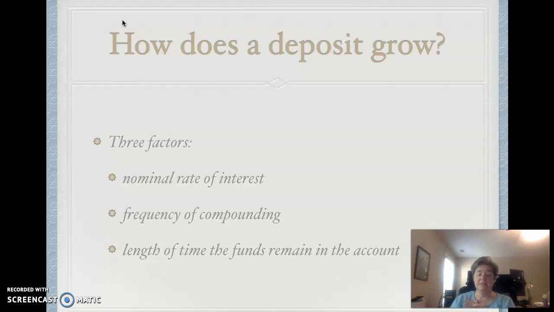So how does a deposit grow? We can put money in the savings account all day long, but how does it really grow? Well, there are three factors that influence that growth, and they are the nominal rate of interest, and we're going to define why I put that nominal word on the front of it in just a minute. Nominal rate of interest, the frequency of compounding, and the length of time the funds remain in the account. Okay, so we're going to look at each one of these in turn.